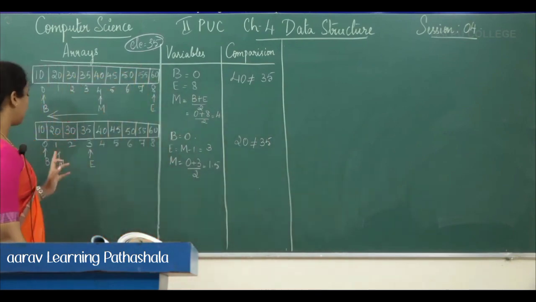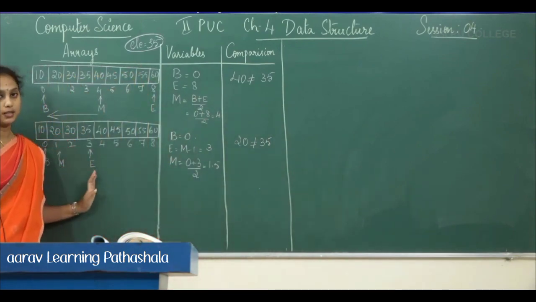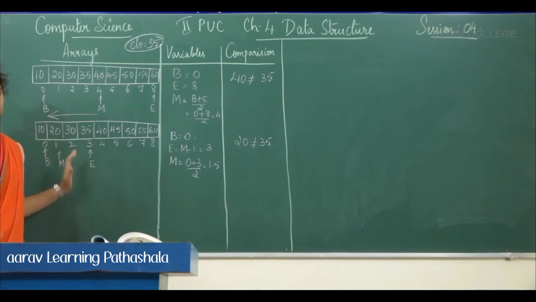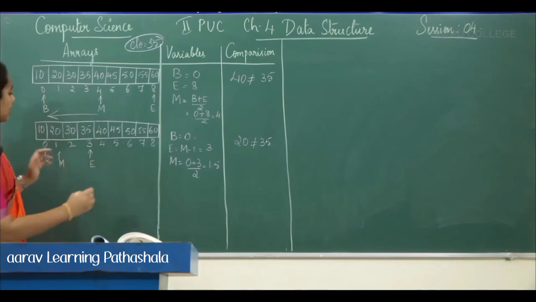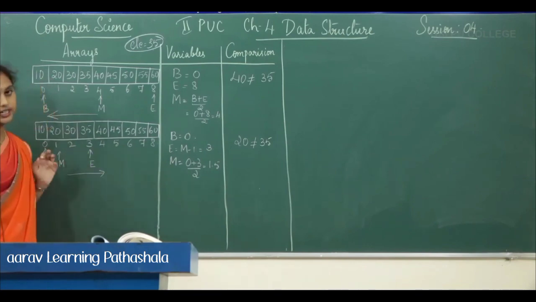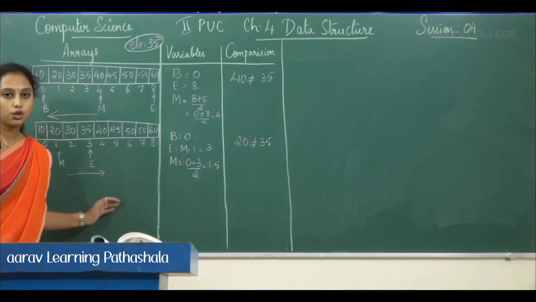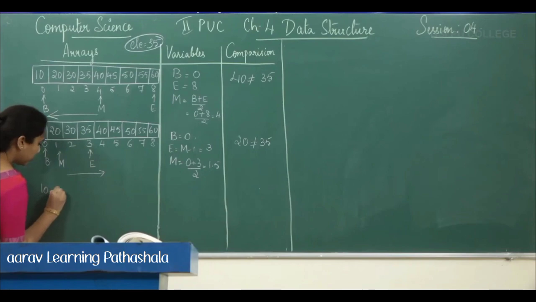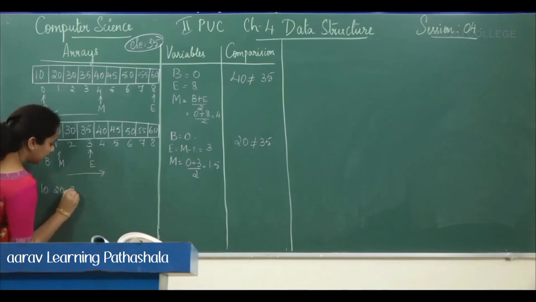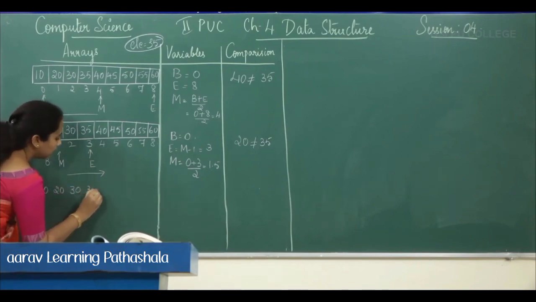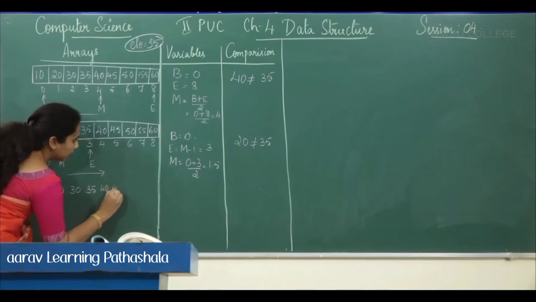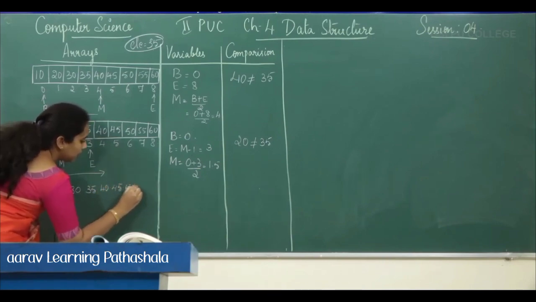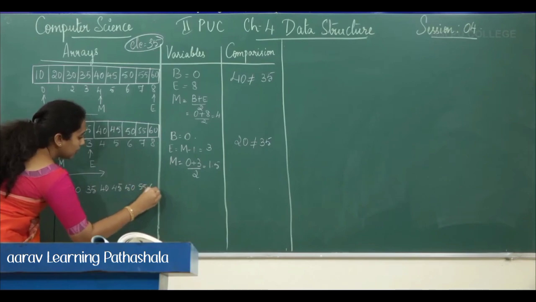The search element is greater than the middle element. Hence what we have to do? We have to search towards the right side of the array. So 10, 20, 30, 35, 40, 45, 50, 55 and 60.